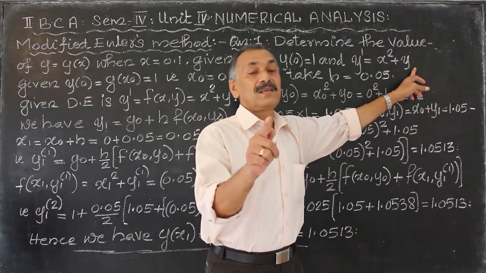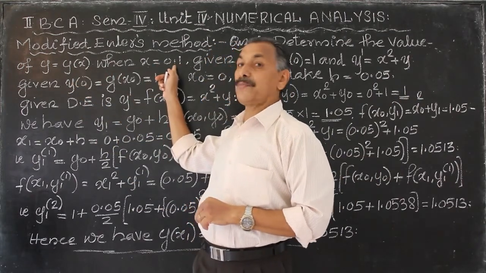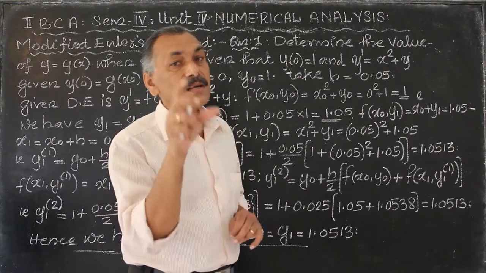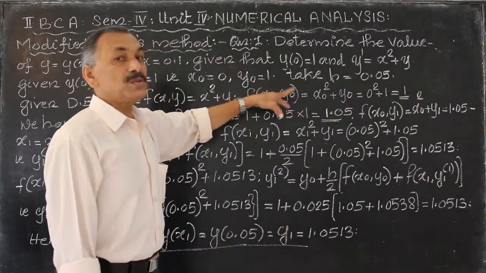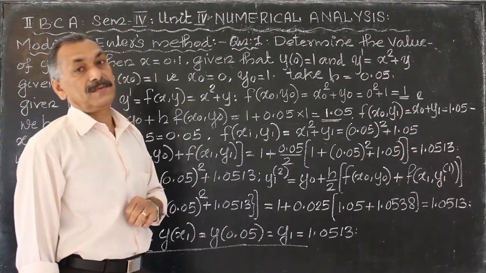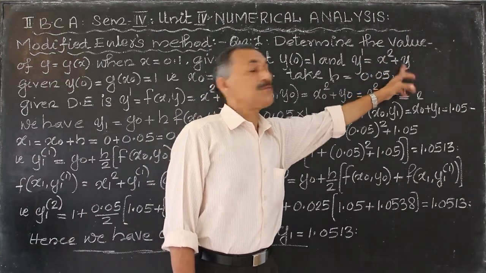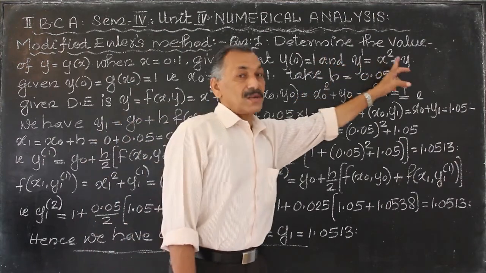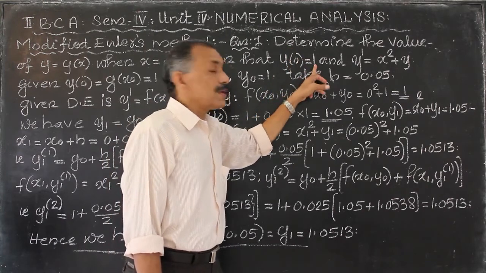We find the value of the solution y is equal to y of x at x is equal to 0.1 using the Euler method and the modified Euler method. The given differential equation is y dash is equal to f of x, y, where f of x, y is x square plus y, and given y of x0 is equal to 1.